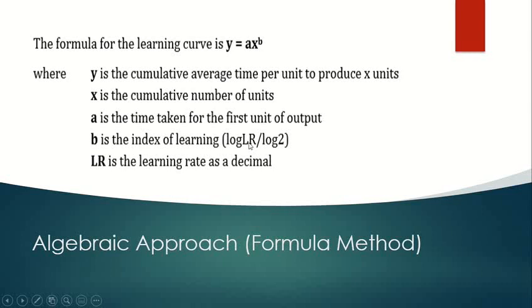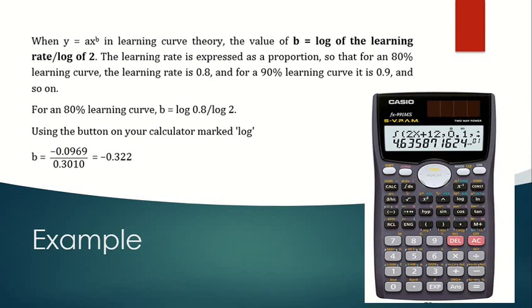So here, remember, the learning rate should be a decimal number when you are using this log. Remember that we want to use this learning rate as a decimal number, which means if our learning rate is, let's say, 90%, here we put 0.9. If it is 80%, we put 0.8. Understood? So likewise, we want to use decimal numbers for our learning rate. So B is the index of learning. Right, so just take your calculators and try a few examples. Here, I have taken one example, when y equals ax to the power b, learning curve theory.